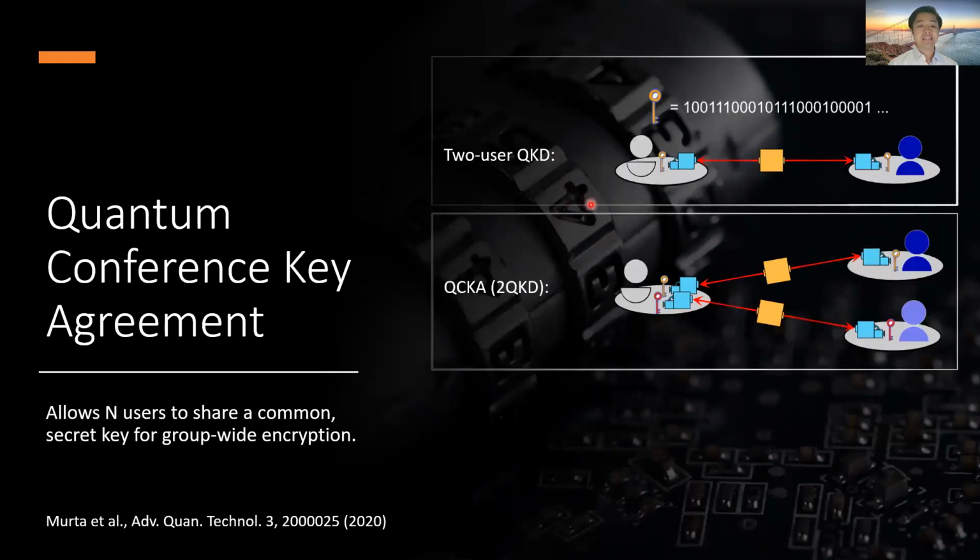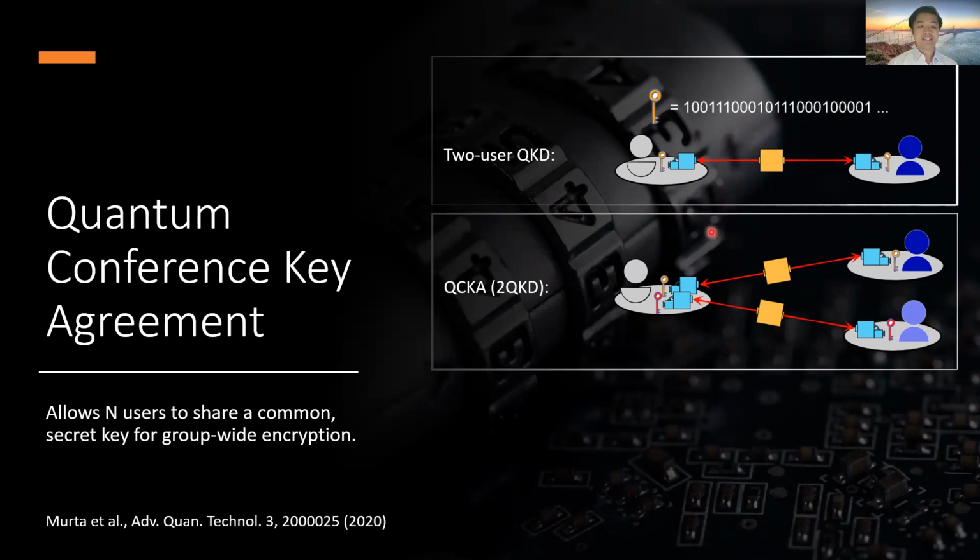To see this, let's consider the standard two-user setting. We have Alice on the left, Bob on the right, and they perform QKD using their devices such that they end up with identical secret keys on each side. We note here that a key just refers to a string of randomized bit values.